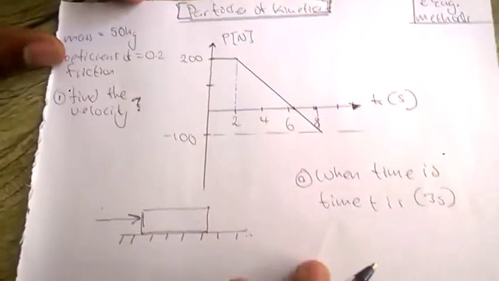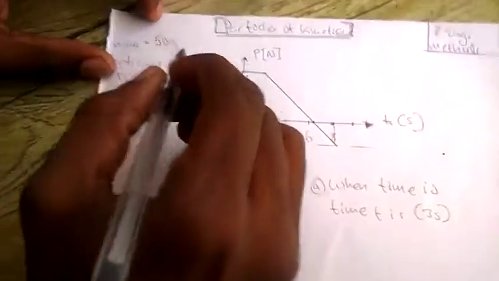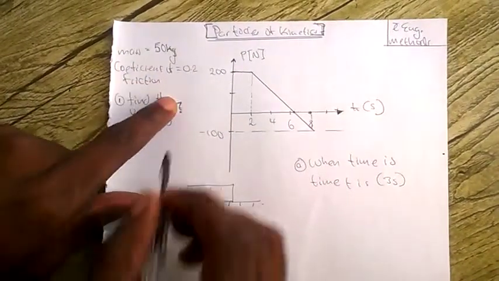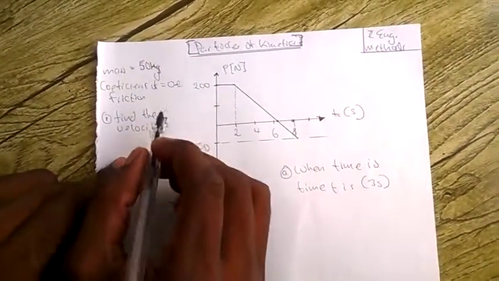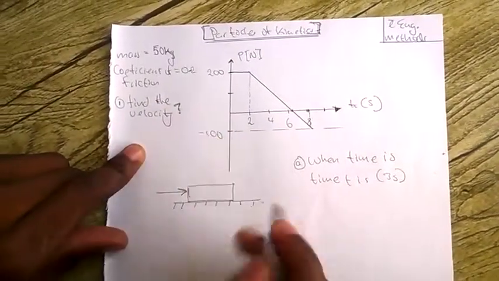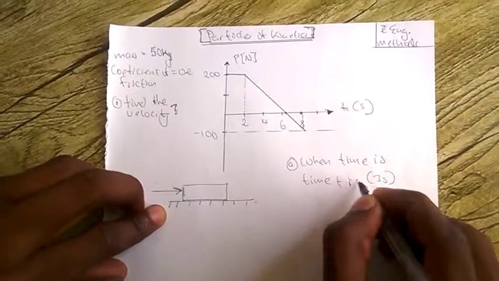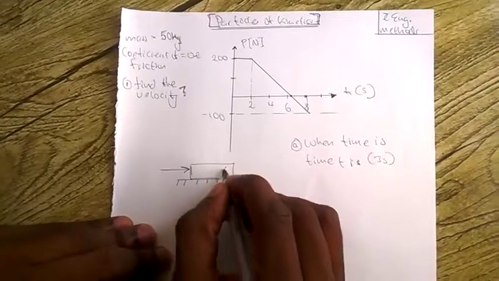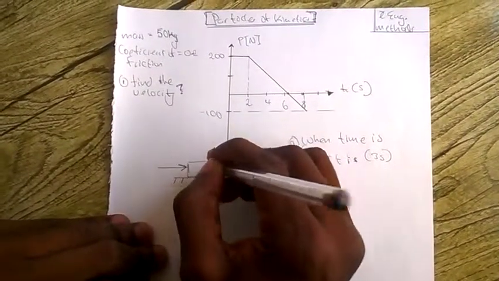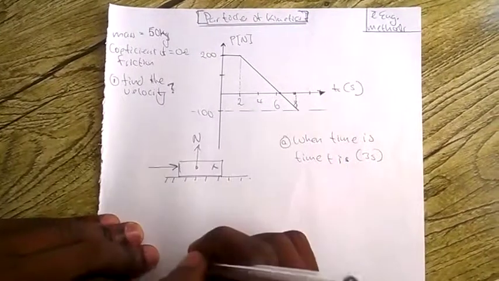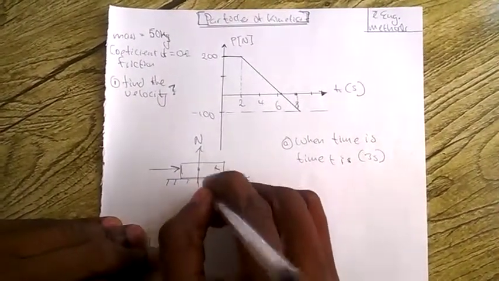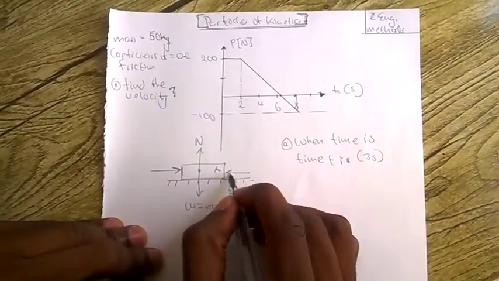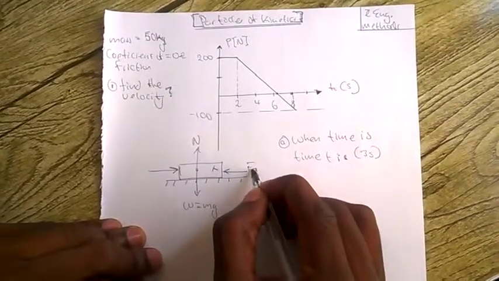From the question, we have the mass of block A, which is 50 kg, and we are told that the coefficient of friction is 0.2. So we are asked to find the velocity when time is 3 seconds. So we have our free body diagram of block A. We will have our normal reaction acting this way, and our weight acting this way, which is mg, and friction force acting in this direction. This is our friction force.